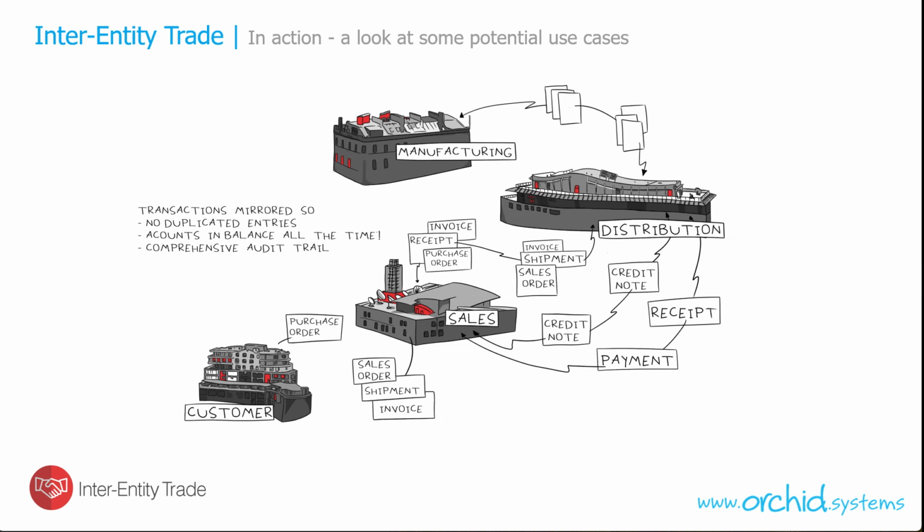Typically, clients who use inter-entity trade have complex organizational structures. For example, a customer places a purchase order with a sales company that will ship and invoice the customer, but the sales company may place an order with a distribution company, which in some cases may order from their manufacturing company. You might have a group company that provides services to other entities and needs to on-charge expenses. All these transactions between the different entities can be mirrored with inter-entity trade.